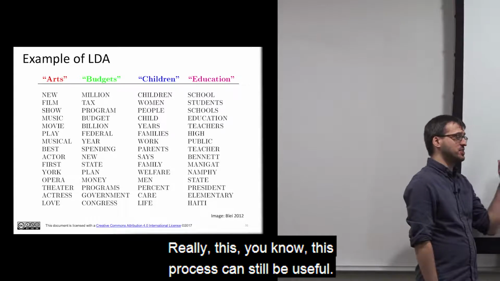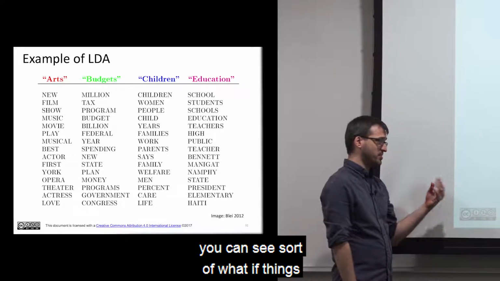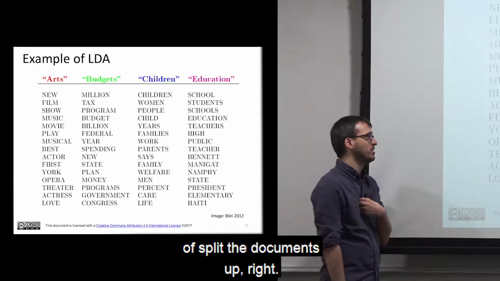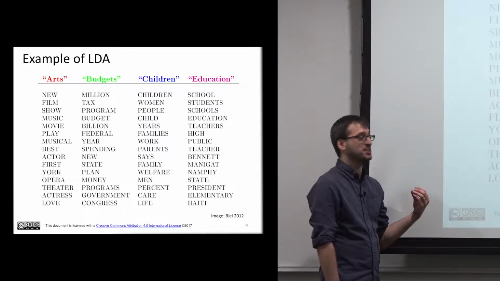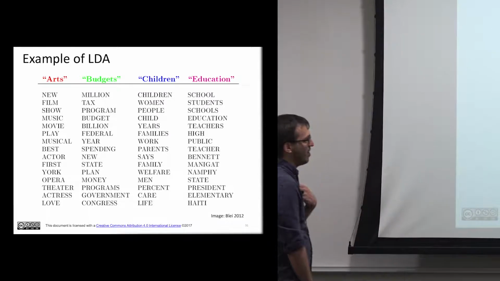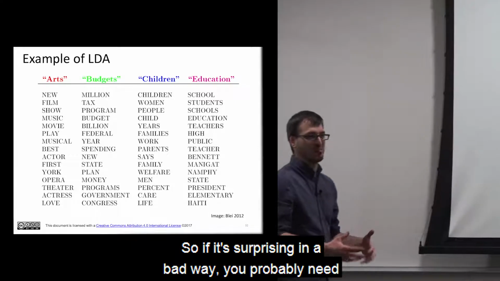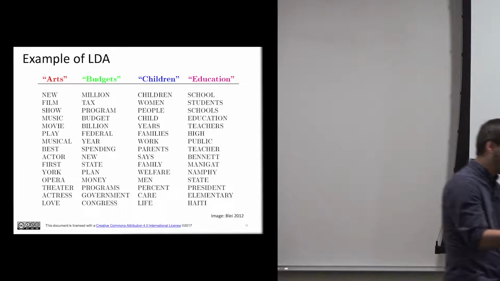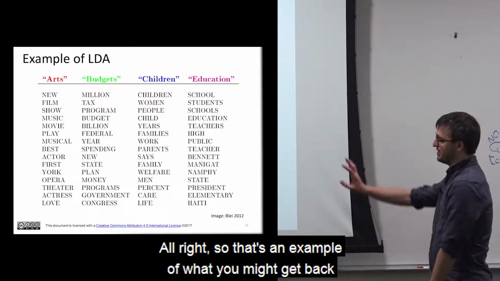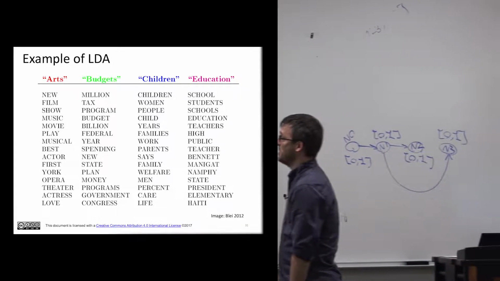Really, this process can still be useful. After you run the algorithm, you can see what it thinks are the best descriptors, the best ways to split the documents up. And sometimes you can get really surprising things that you might not have expected. Sometimes surprising in a good way, sometimes surprising in a bad way. If it's surprising in a bad way, you probably need to adjust K a little bit or just rerun the algorithm. Okay. All right. So that's an example of what you might get back from running the algorithm on this data set.